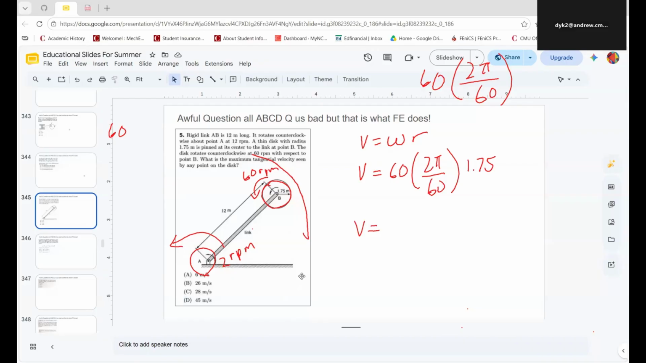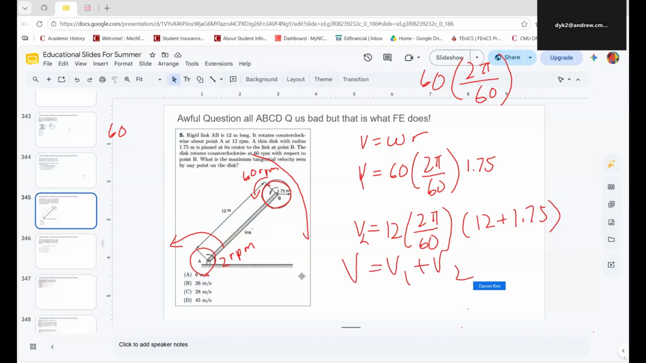12 times 2 pi over 60. The question is, where's the moment arm? What is the moment arm? I think it's 12 plus 1.75. That's probably what they're looking for, I think. And now you just add them together. You just do V1 plus V2. So V1 plus V2, you think about it, you're going this way, you're going this way. This velocity plus that velocity equals a greater velocity.